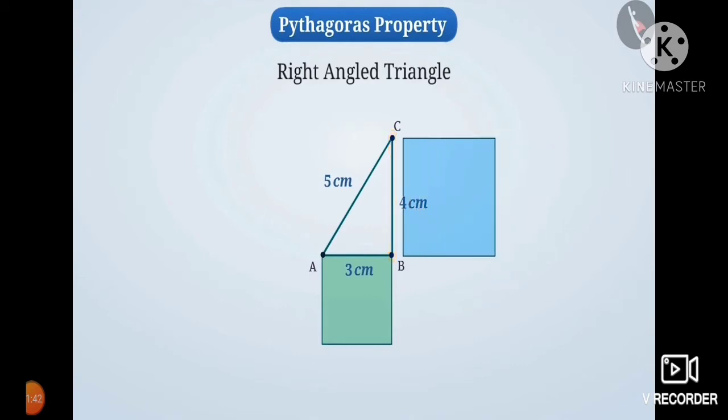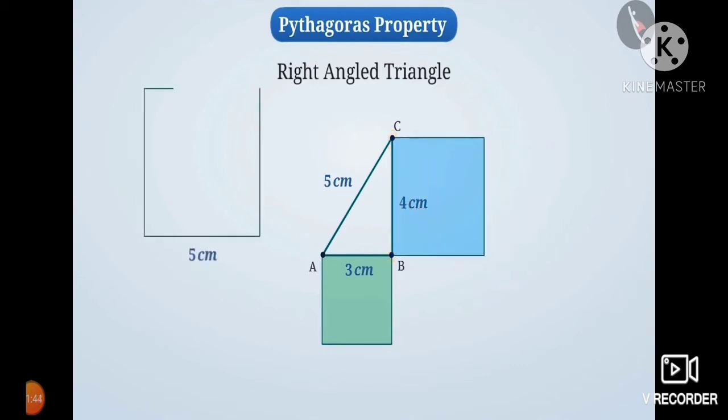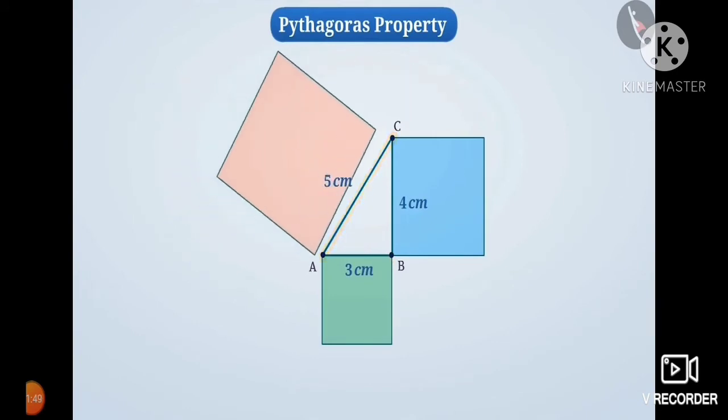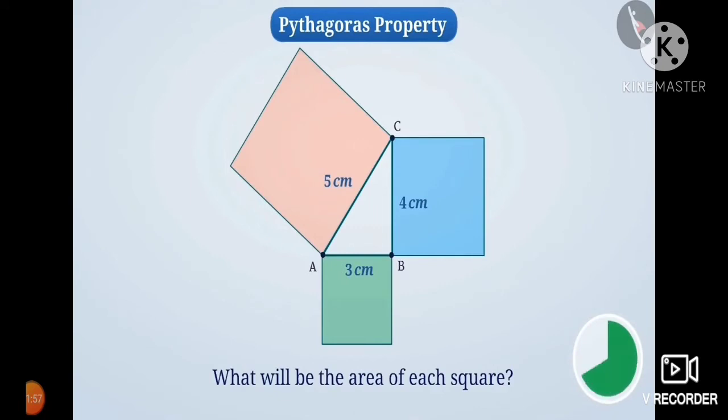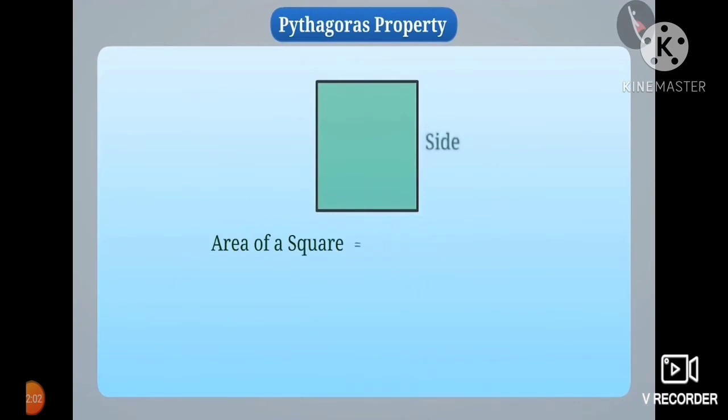Yes, if you have a right angled triangle, the Pythagoras property holds. If the Pythagoras property holds for some triangle, will the triangle be right angled? Yes. What will be the area of each square? Find the area of each square, as the formula for the area of a square is side into side. That is side square. Now, what is the area of this? That is A square.